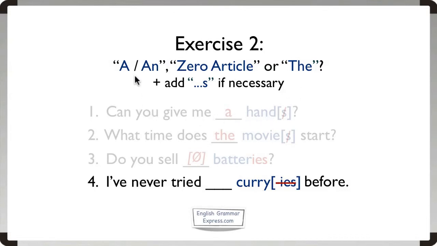We can't use a or an with curry because it's uncountable. So is this sentence general or particular? And the answer is, it's general. So the full sentence is, I've never tried curry before, with no article.